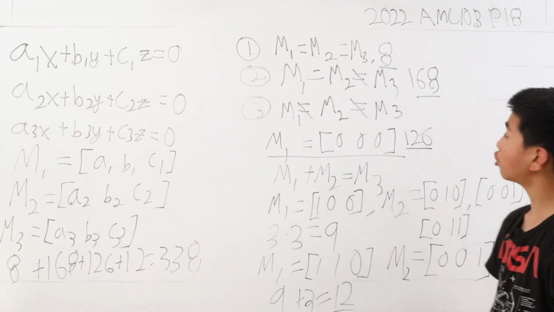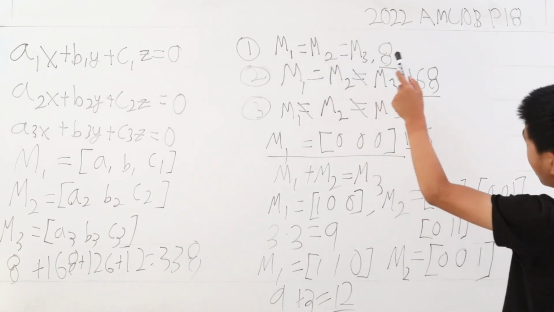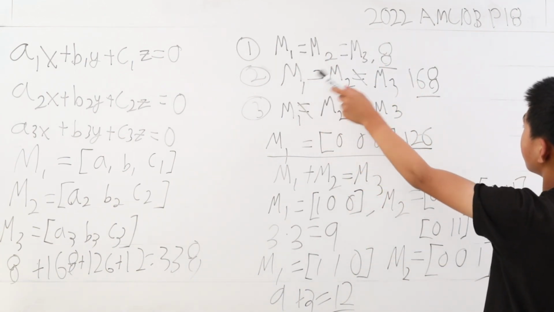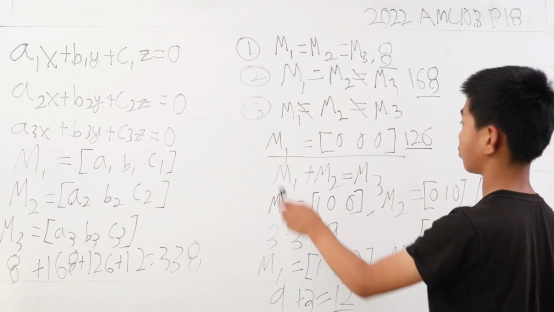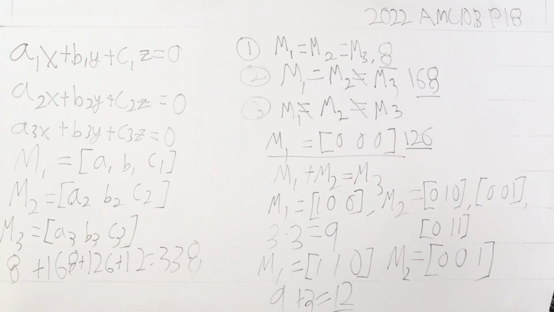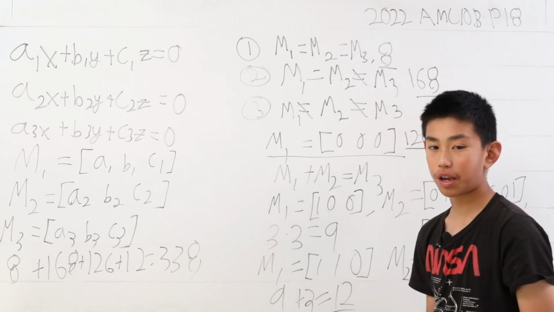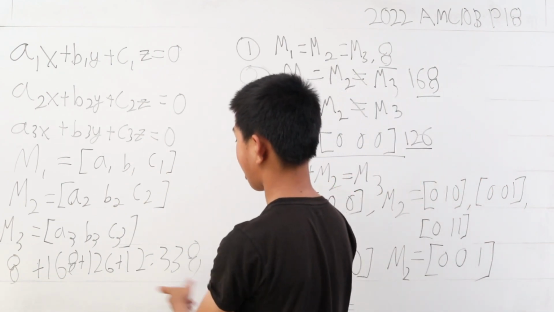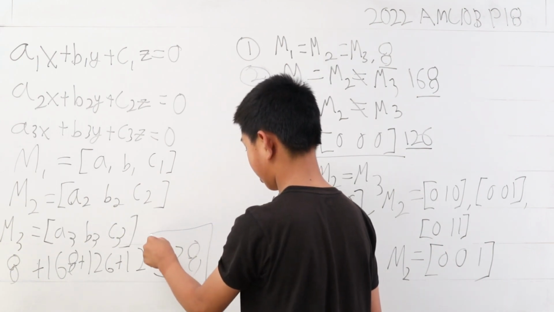So we have our solutions here. For case 1, we have 8 as our solution. For case 2, we have 168. And for case 3, we actually have 2 numbers, 126 and 12. Basically, you get the answer by adding all these numbers up, which gives our answer, 338.